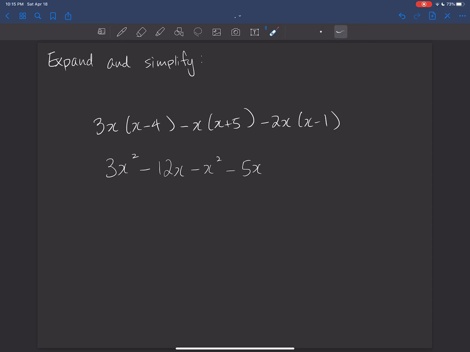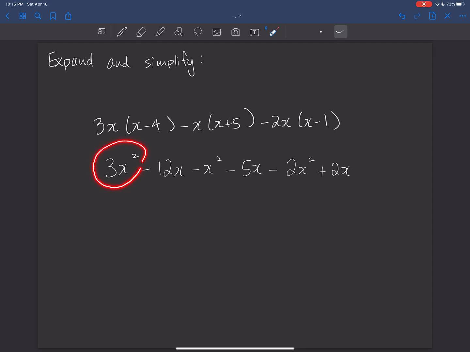Then I multiply the negative 2x to all the terms inside this set of brackets. So negative 2x times x, so negative 2x squared. And negative 2x times negative 1, so a positive 2x. And I want to find all the like terms and group them together.